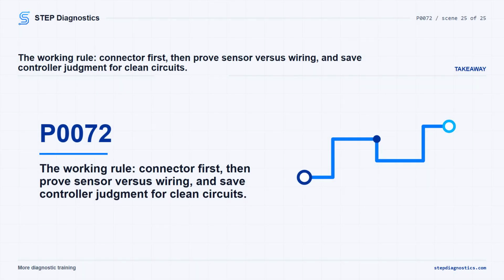The takeaway on P0072 is simple. Prove the connector first. Prove whether the signal is being pulled low by the sensor or the wiring, and only condemn the ECU after the circuit and connector path checks clean.